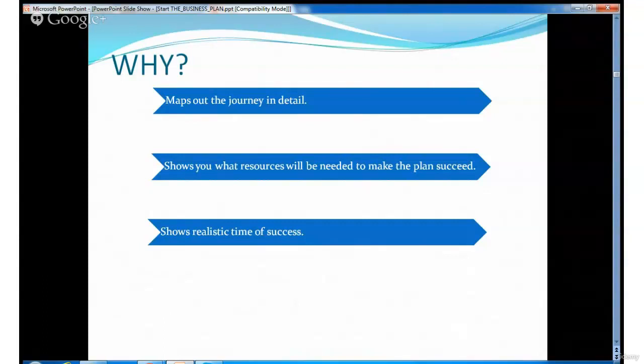So let me recap. On this first part, I've told you that a comprehensive business plan will map out the journey in detail. Secondly, it shows you what resources you need to make the plan successful. And thirdly, it shows you the realistic time for success. When we come back in part two, I'm going to show you a little bit more of the reasons why you need to have a comprehensive business plan.